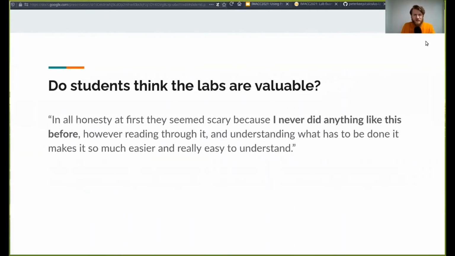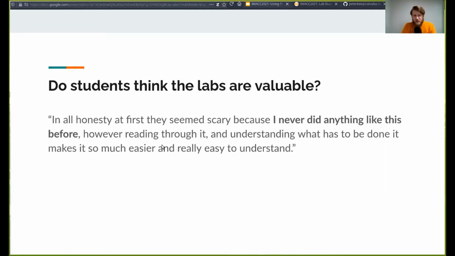Here's another quote from a different student. And again, in all honesty, at first they seem scary because I never did anything like this before, right? And I think that's the main reason that students have been scared of these. It's not because of anything about the way that I've written the labs or any of the specifics on them. It's just the fact that these are new experiences for students in an already scary class. Calc 1 or 2, those are classes that a lot of my students come in nervous about anyways. And so they start doing this type of thing that they've never done before, and it can feel really disconcerting.